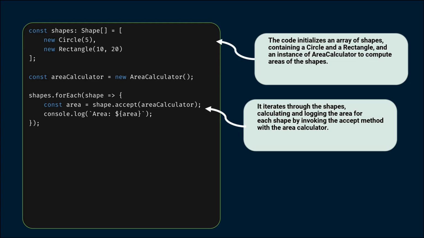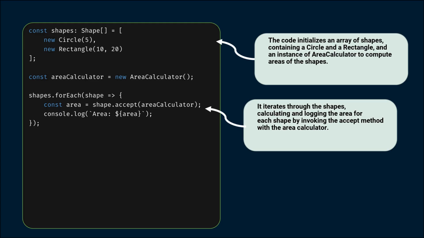We then iterate over each shape in the shapes array using the forEach method. For each shape, we call the accept method and pass the area calculator as an argument. This is where the visitor pattern shines. Each shape delegates the area calculation to the visitor without needing to know the specifics of how this is done. The result is a calculated area for each shape, which we then log to the console.